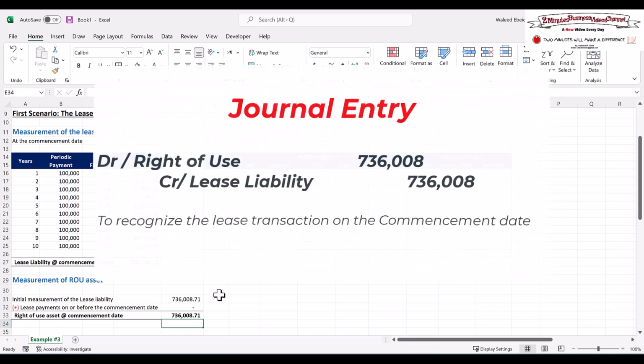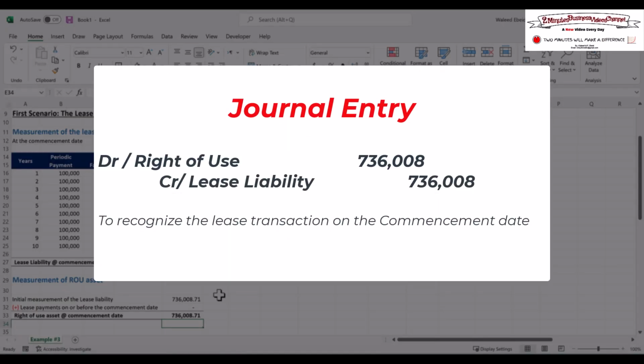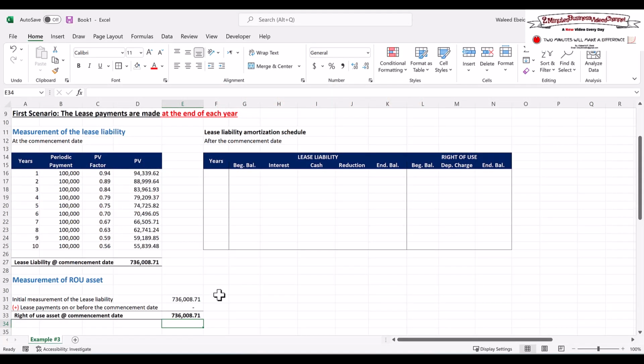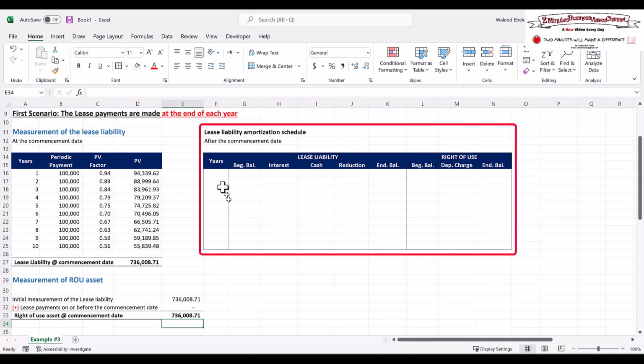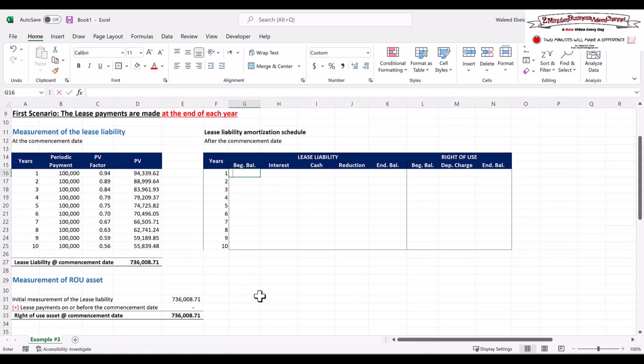And this is the journal entry that should be booked in the lessee's books on the commencement date. Well, that is for the initial measurement of the lease liability and the right-of-use asset on the commencement date. Now, let us see what happens to the carrying amounts of both the lease liability and the right-of-use asset after the commencement date. Here is the lease amortization schedule with the years of the lease term listed. In this column, we will start with the beginning balance of the lease liability at the commencement date that we calculated here. And this is the beginning balance for the right-of-use asset.